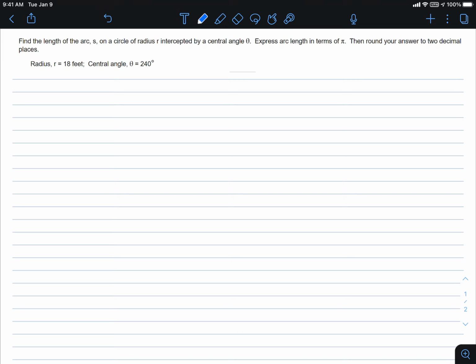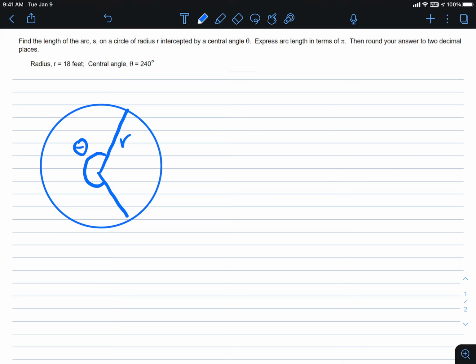Okay, let's say you have this question here. You want to find the length of the arc S on a circle of radius r intercepted by a central angle theta. So if I were to draw this, even before I know the measurements, I would see that I have a circle. I know the radius of my circle is r, and I know that there's a central angle theta, and that angle theta corresponds to an arc of length S.